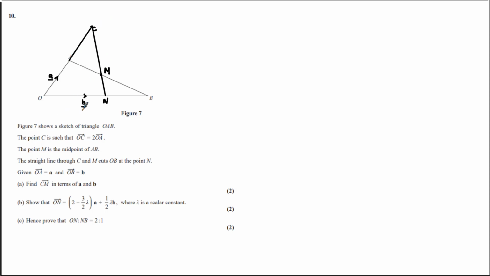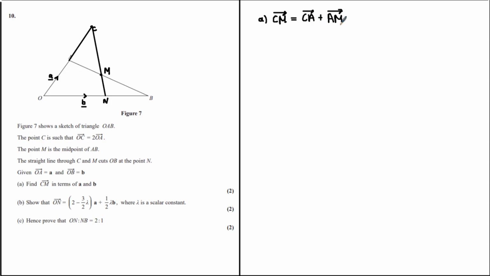Now another way you can go from C to M is to go from C to A and then from A to M. So therefore we can write that the vector CM is equal to CA plus AM. Now we know that M is the midpoint of the vector AB, and therefore we can express the vector AM as half of the vector AB, giving us that CM is equal to CA plus half AB.